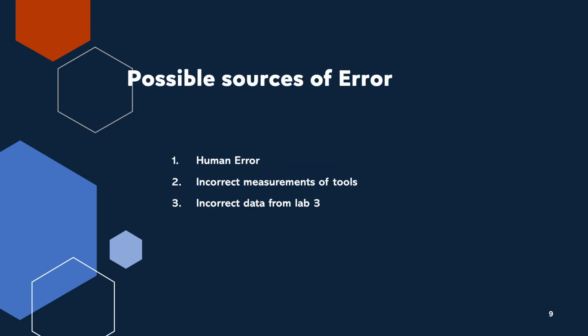So for some sources of error, they could be human error, of course, in the act of carrying out the experiment. There's human error in terms of incorrect measurement of the tools, either the magnet or the tube itself being used, such as the thickness of the aluminum foil. And then, of course, as I mentioned earlier, there's possibly and most probably the inaccurate data from Lab 3.